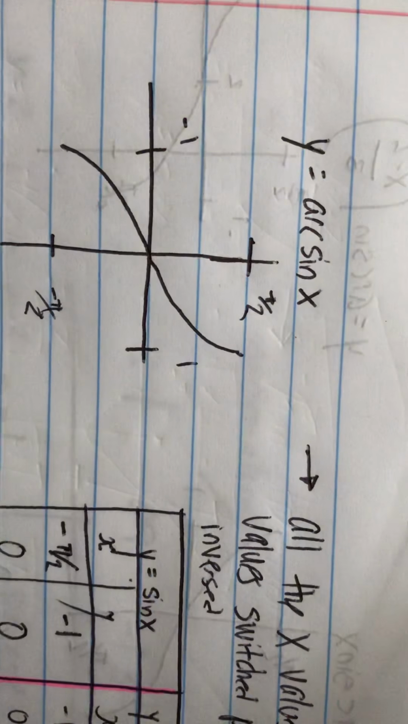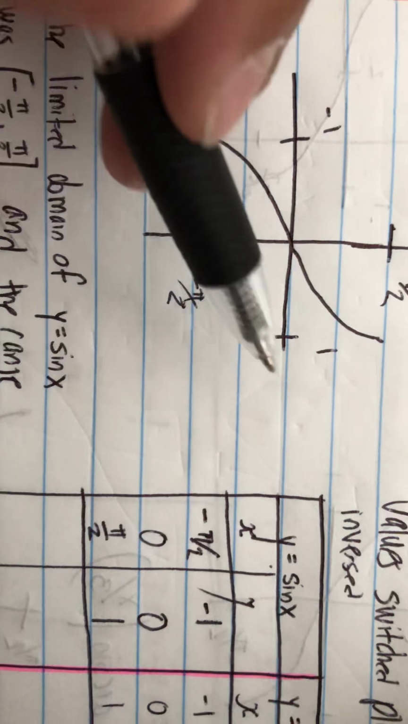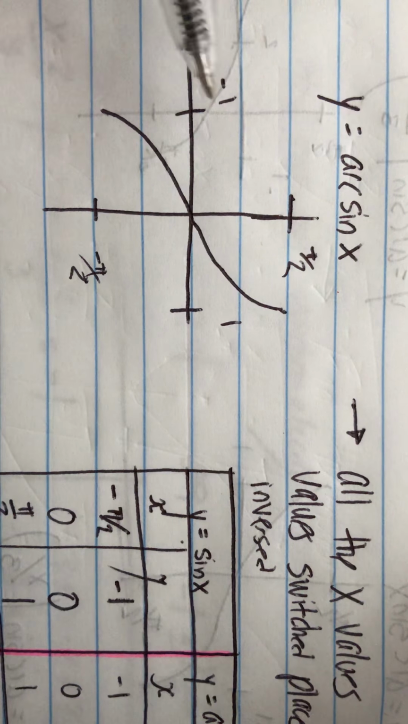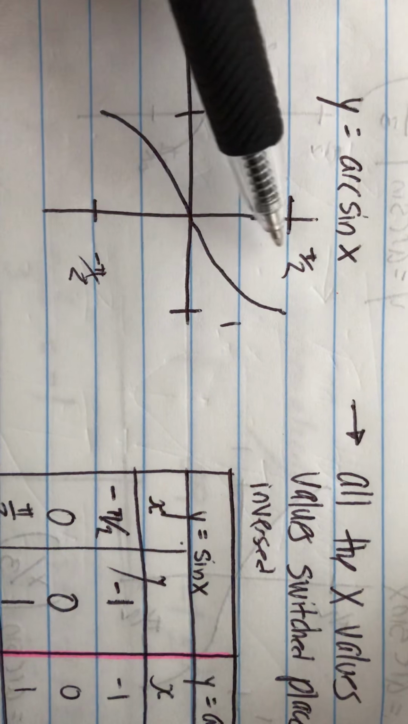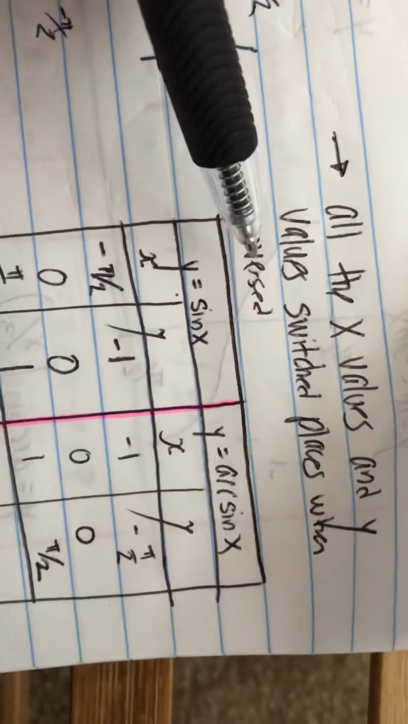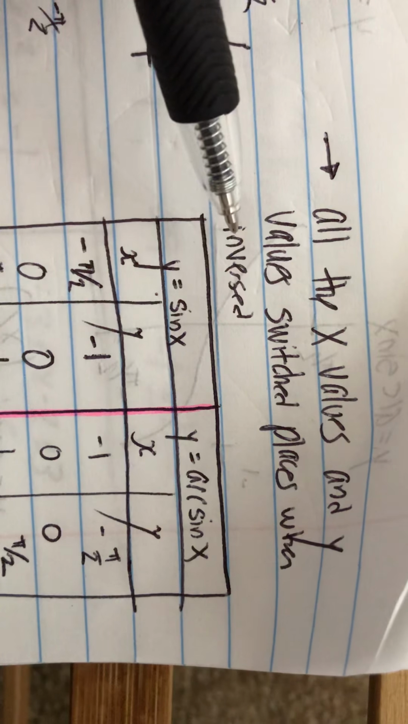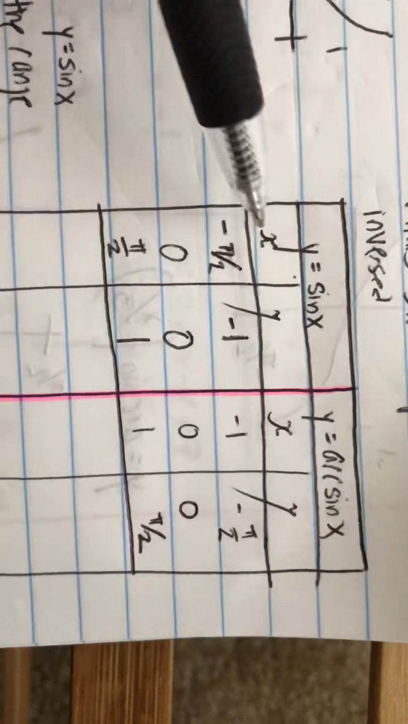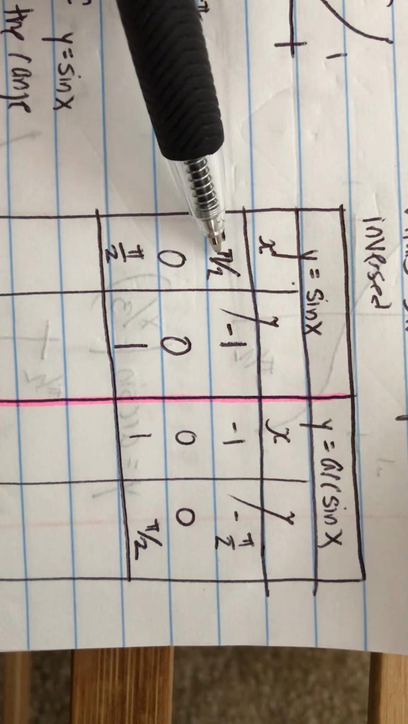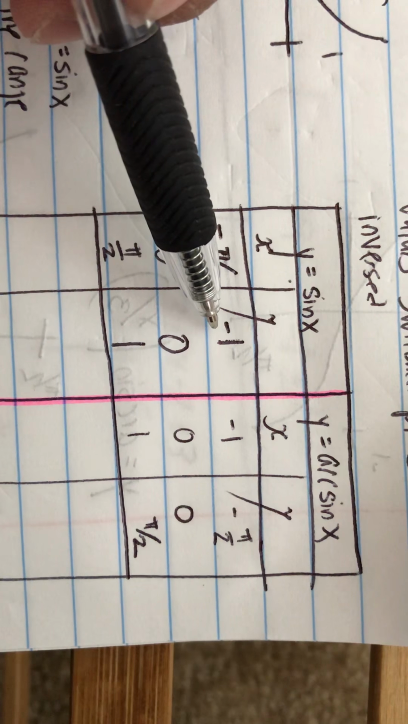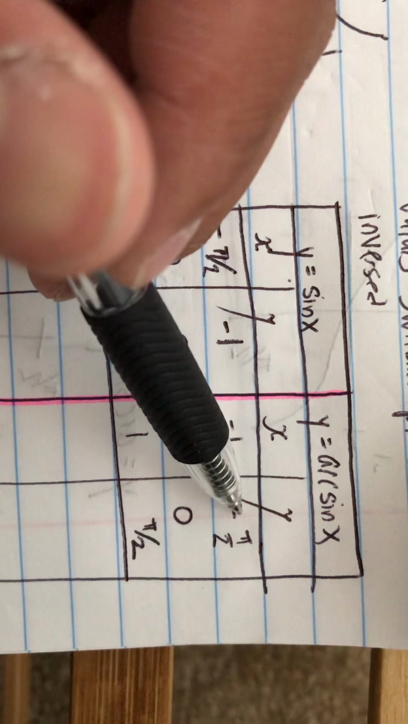So y equals arcsine of x looks like this, where you have the domain flipped with the range. It starts from -1 and goes on to 1. And the range values start from negative pi halves and go to pi halves. One of the rules of thumb with all forms of inverse functions is that all the x values and y values switch places when they're inversed. So for example, with y equals sine of x, if x is equal to negative pi halves, the y value is equal to -1. But with arcsine of x, when x equals -1, y equals negative pi halves.